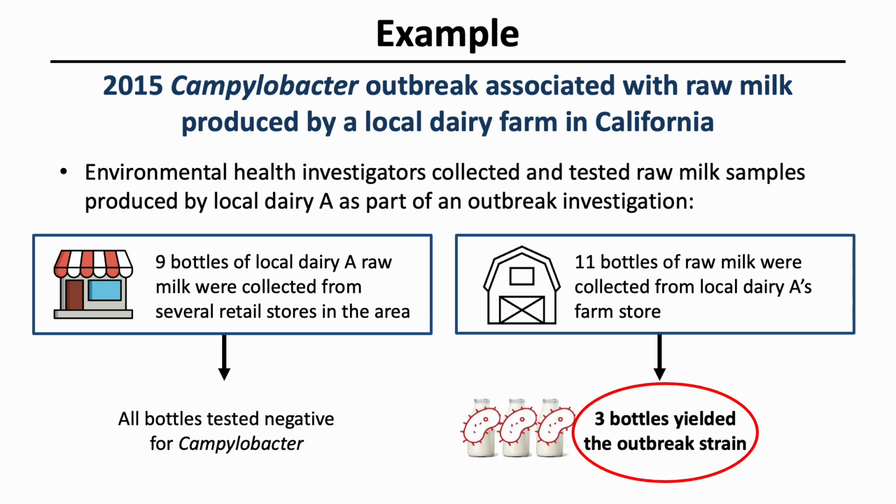None of the 9 bottles collected from the retail stores in the area tested positive for Campylobacter, while 3 of the 11 bottles collected directly from local dairy A's farm store tested positive and yielded the outbreak strain of Campylobacter. The key observation here is that when conducting product sampling for an outbreak investigation, samples may need to be collected at multiple locations where food product is sold.